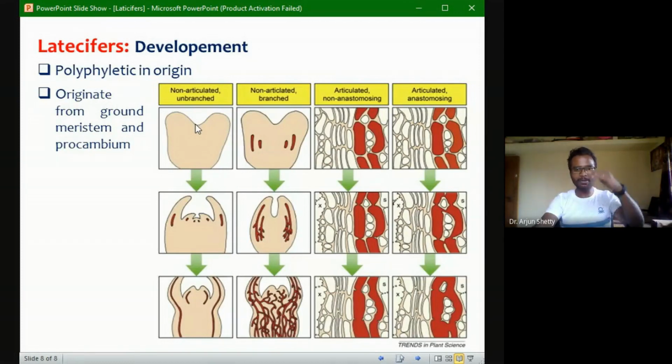When the leaf primordia form, small laticifers form from the ground meristem as well as the procambium, and they increase in length as the plant body cells increase, and this elongation results in an increase in laticiferous size. You can see that the non-articulated ones are branched in the initial stage itself. During embryogenesis you can see the formation of very small laticifers, which at the end are very branched, the anastomosing type of laticifers. Is that clear now?